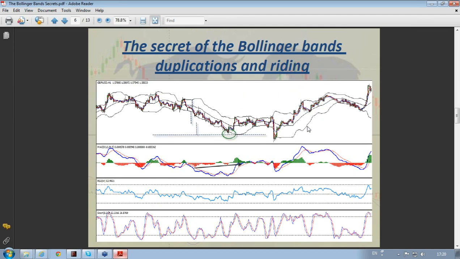This is pound dollar 1 hour chart. I have double duplication down. Break down from here. No retrace with the break, right? There are several breaks like here. Break and retrace. This is not good for me. Here I had a break.